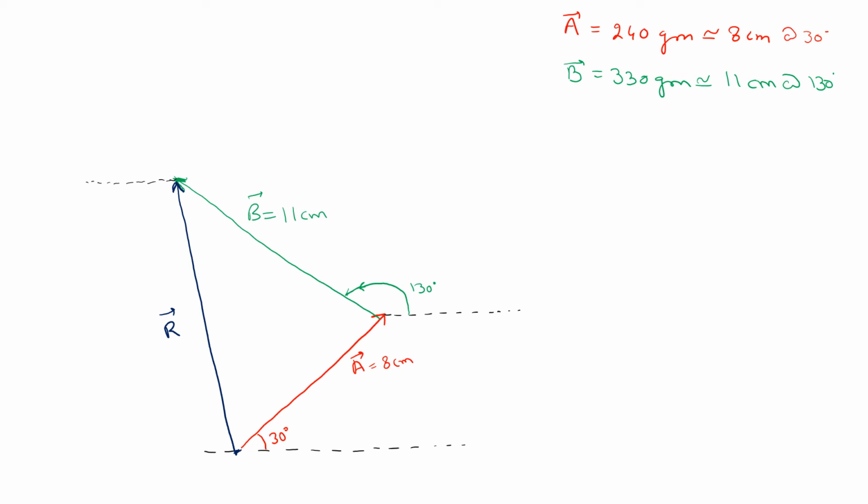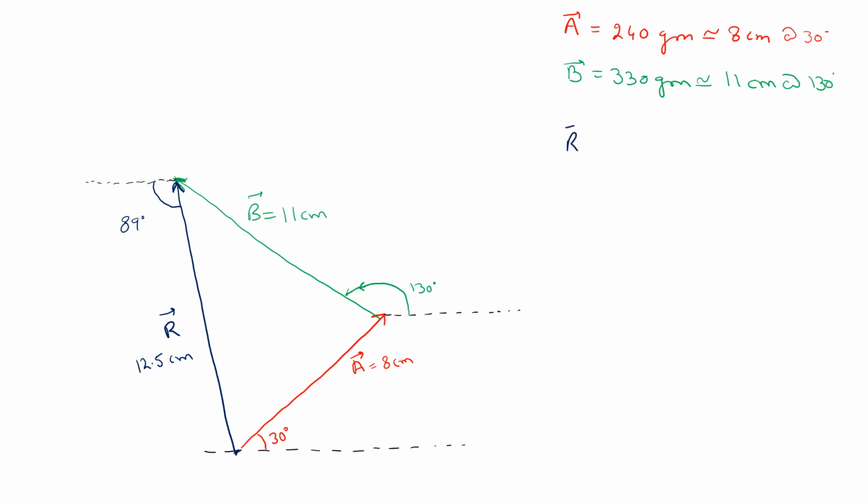When I measured on my graph paper, this resultant came out to be approximately 12.5 centimeter for me, and this angle came out to be approximately 89 degrees on my graph. I would suggest you do it on your graph and then find this line. Whatever the length is, that is going to be your resultant. So now we got the resultant of these two vectors.